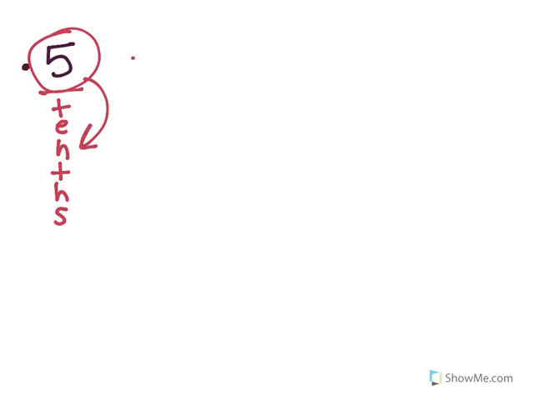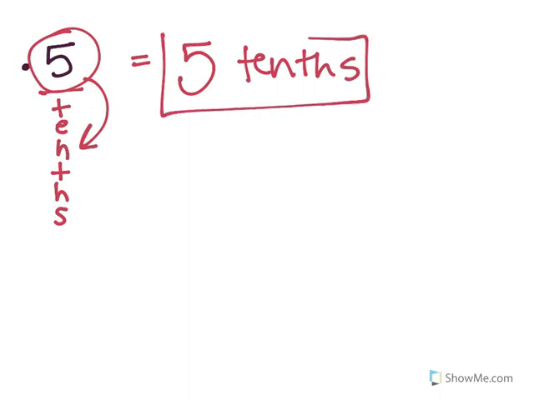Try one more on your own. Let's say I gave you, let's do 0.5. Okay, pause the video and try it on your own. When you're ready, unpause it. So I got to the tenths place. So that means I have 5 tenths. So this becomes 5, and I write down tenths just like that. Okay? That's how you would do that one.